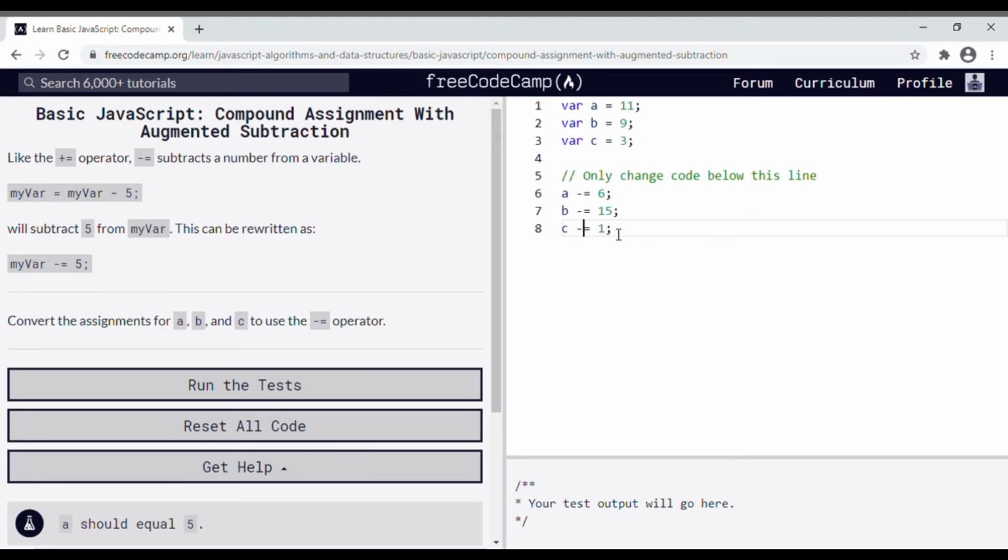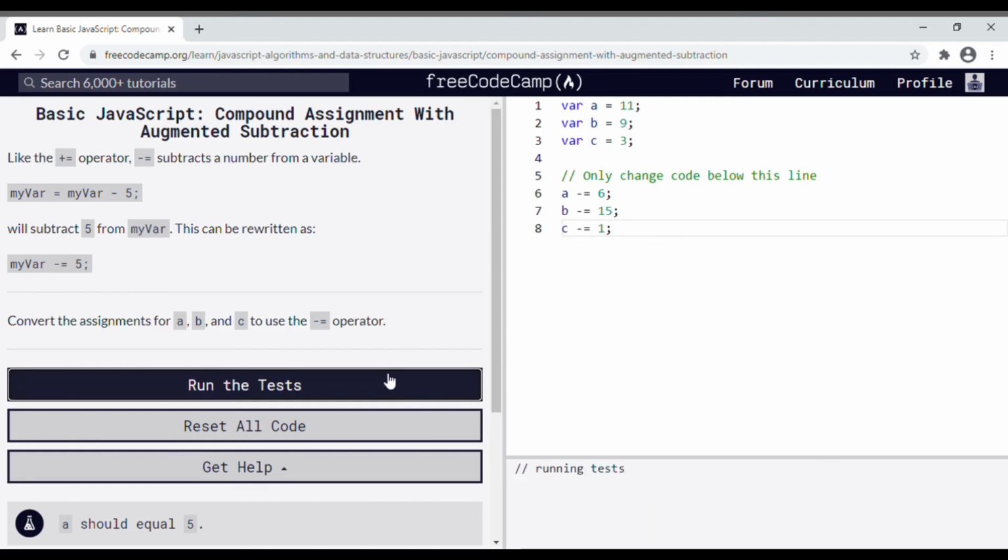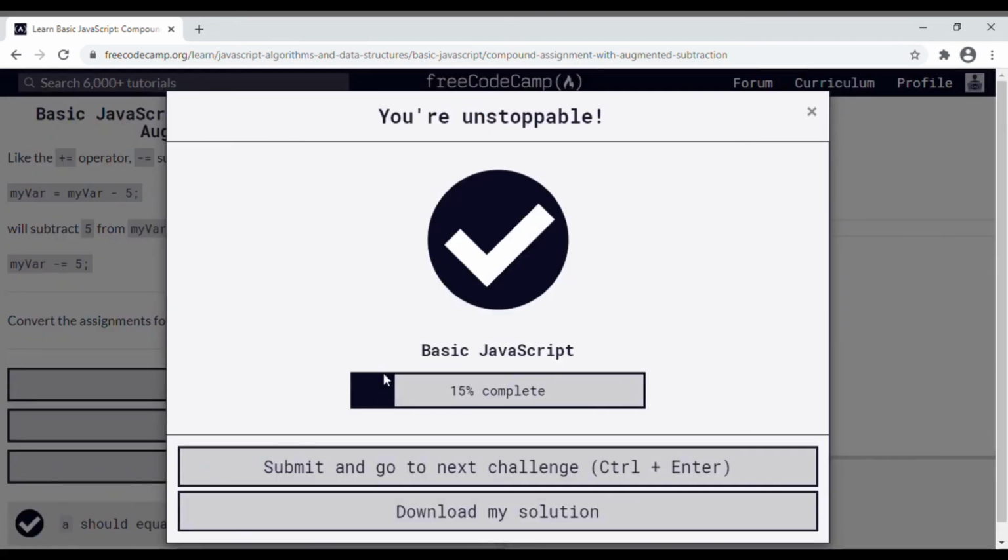So that you understand it, you're basically saying A equals A minus 6, which is 11 minus 6. B equals B minus 15, which is 9 minus 15. C equals C minus 1, which is 3 minus 1. So yeah, that's what it should be calculating. Yep, so that's right.